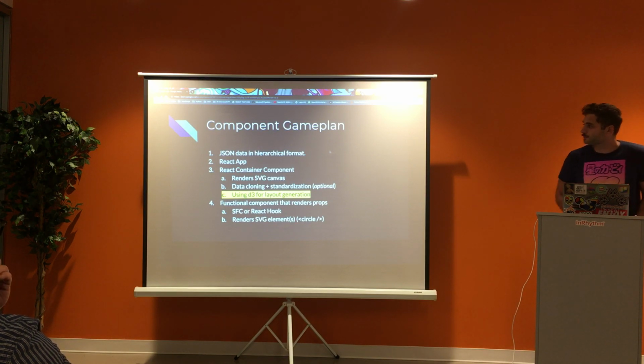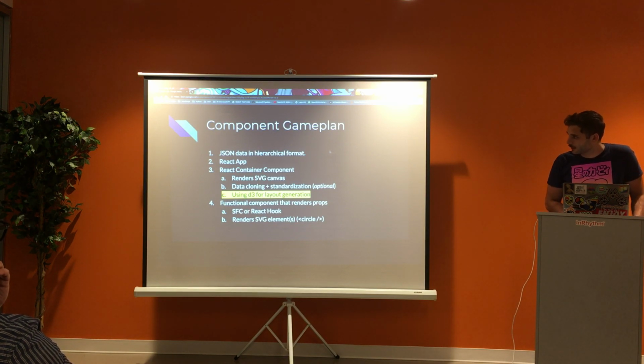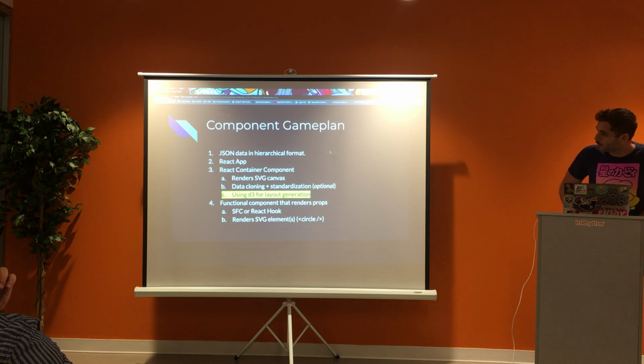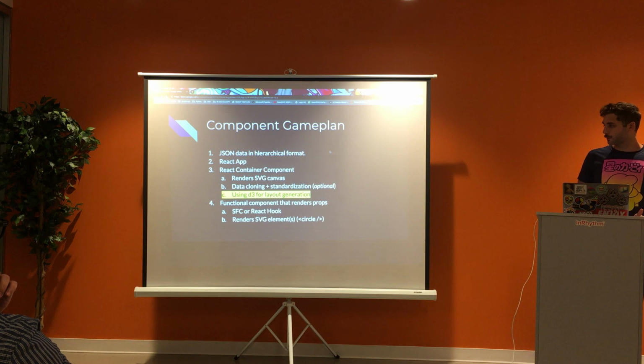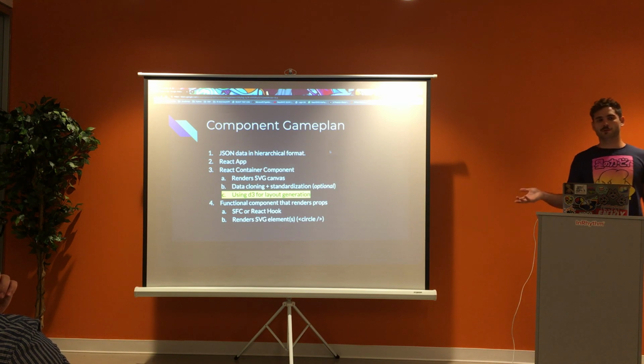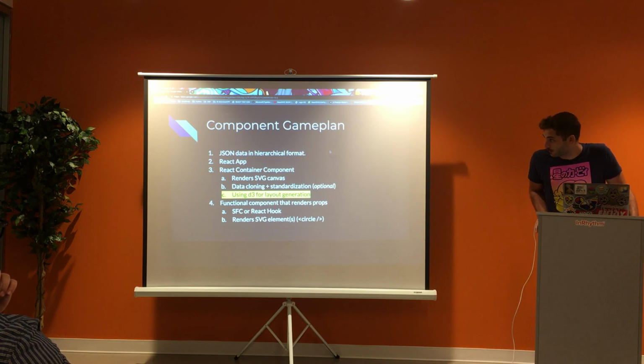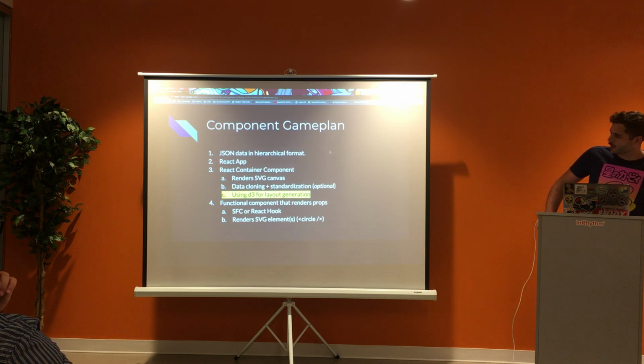So this is our game plan. We're going to have JSON data in a hierarchical format. We're going to have a React app. We're going to create a React container component. So far, all this should be very familiar if you use React. The container component is where we're going to render our SVG, right?